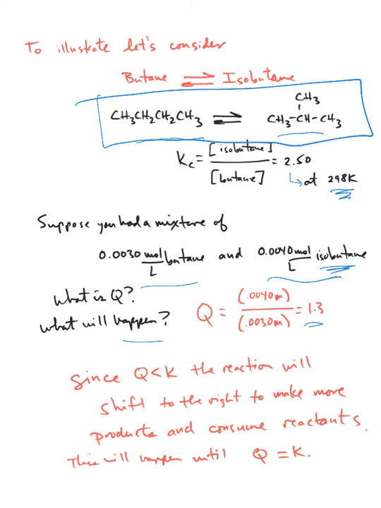Now since 1.3 is less than 2.50, the reaction will shift to the right, and it will make more products. It will make more isobutane and consume the butane. This will happen until the two numbers are equal. So you're going to keep increasing the product and decreasing the reactant until you get to 2.5.